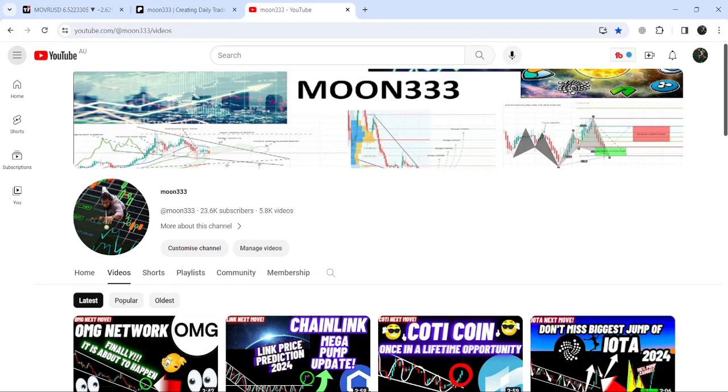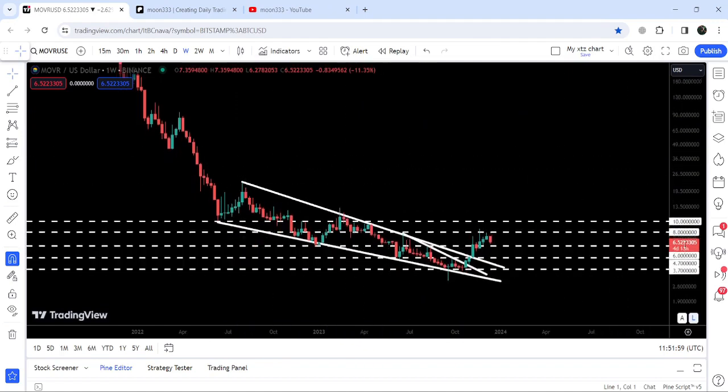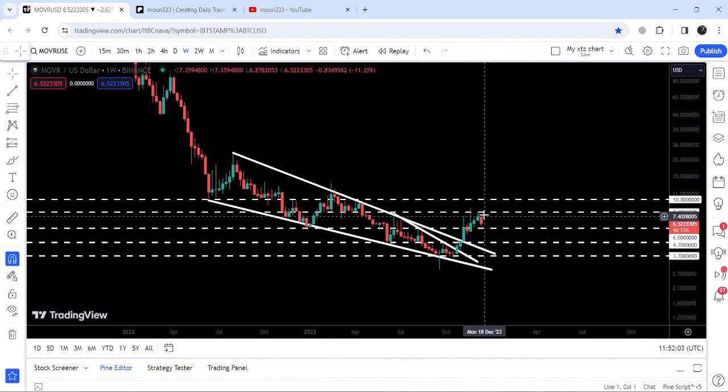Hope you're well and welcome to the new update on Moonriver. As in my earlier video, I was showing you that Moonriver has broken out of a very big falling wedge pattern on a weekly time frame chart, and now you can see that it is once again rejected by this long-term resistance of $8. And in today's video, we will once again analyze this breakout.